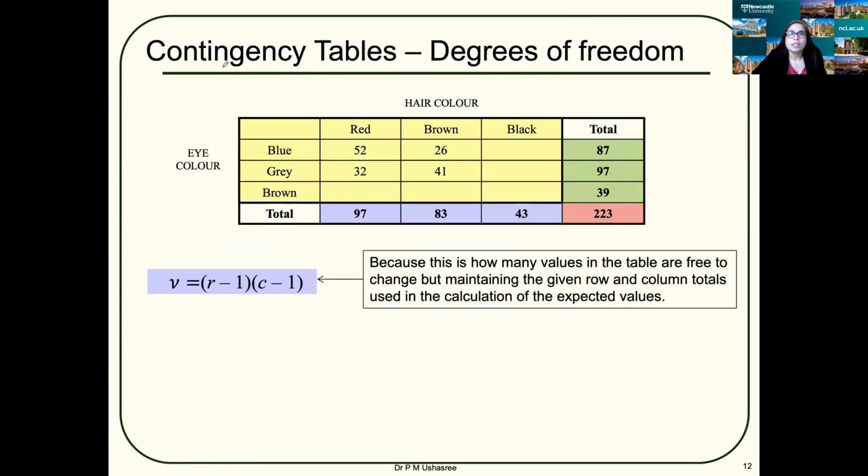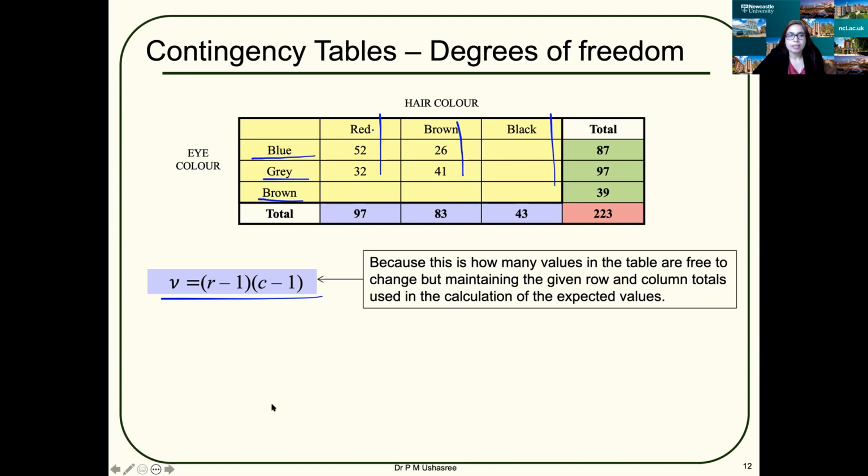So here, how many rows do we have? Rows are here 1, 2, 3, and how many columns? 1, 2, 3. So you have 3 rows and 3 columns. So you can use the formula to find the degrees of freedom.